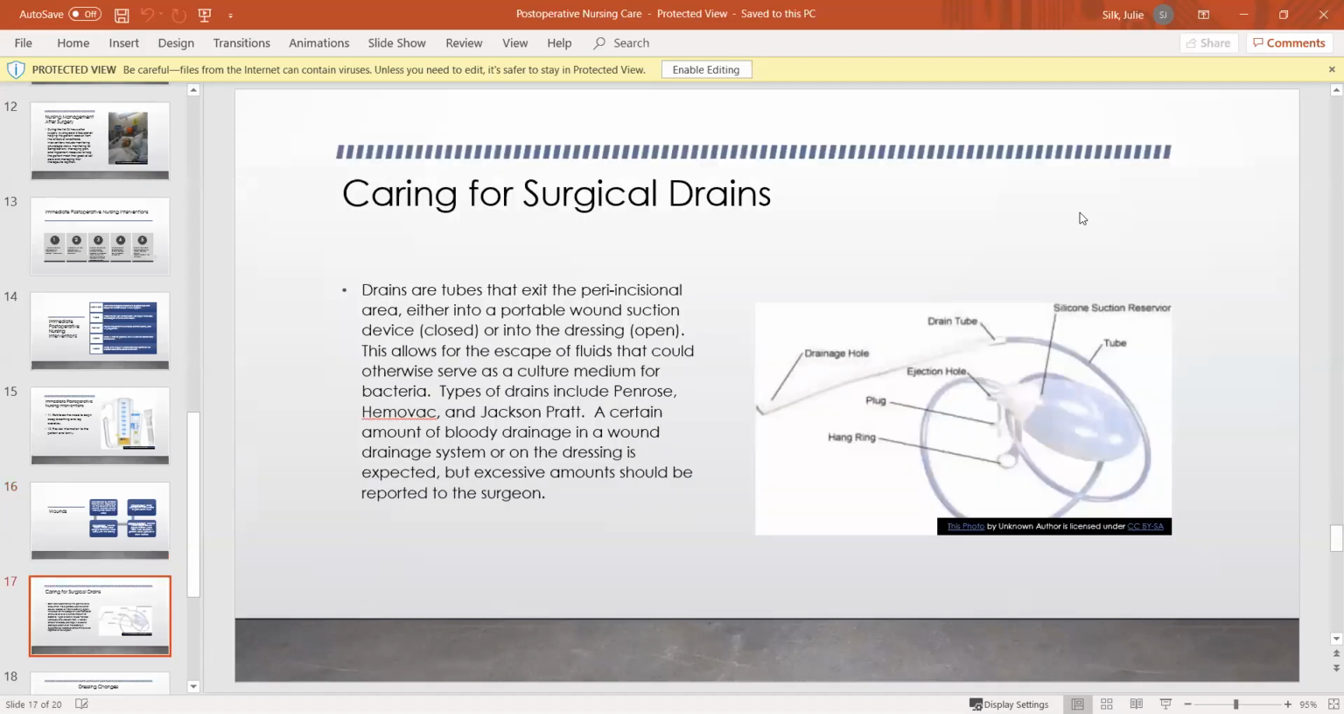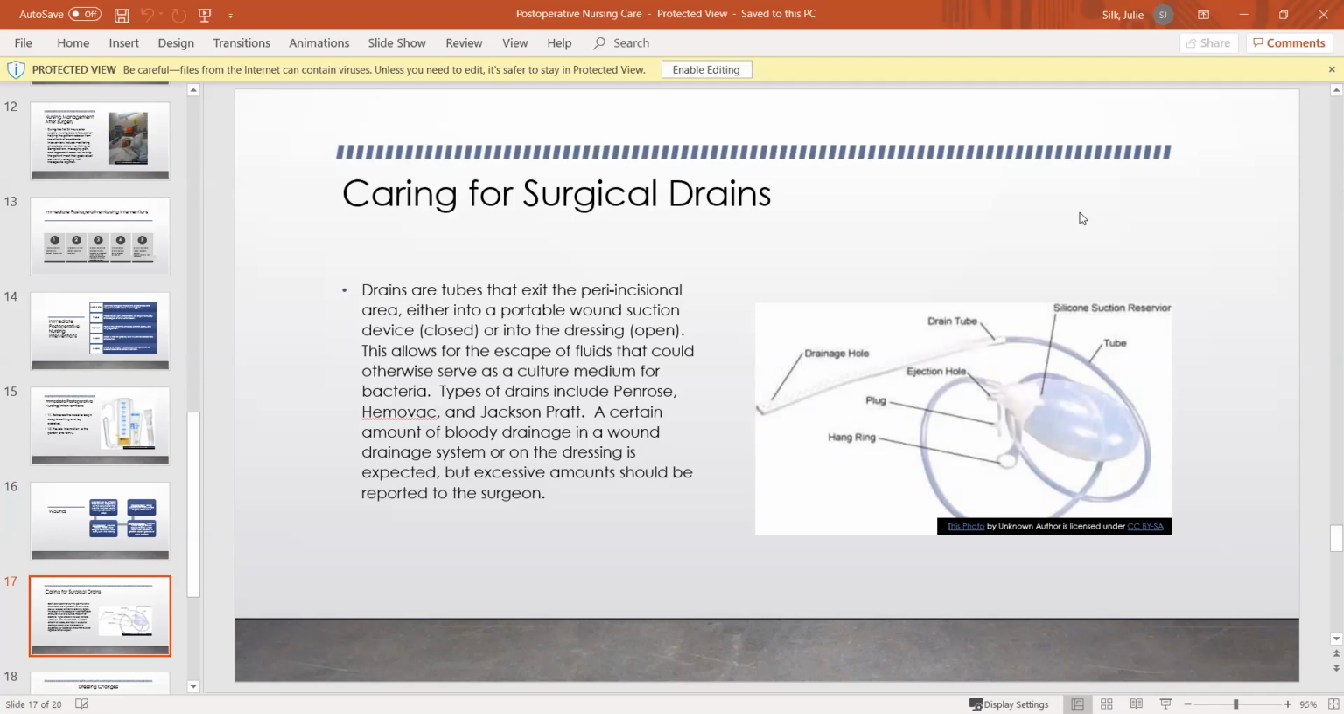Okay, this gets into a little bit about surgical drains. Drains are tubes that exit the peri-incisional area either into a portable wound suction device or into a dressing. This allows for the escape of fluids that could otherwise serve as a culture medium for bacteria. Most of the time, if you see a drain, it's usually going to be a Jackson Pratt drain like this. Other times, there are other ones. Sometimes there are Hemovacs, which are a little bit bigger and hold more.